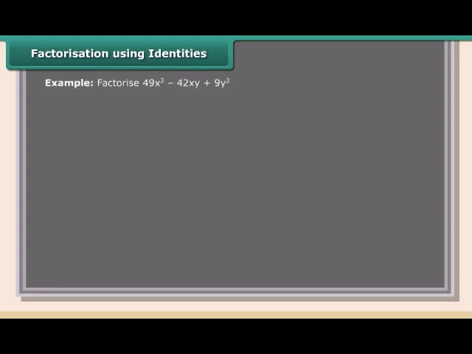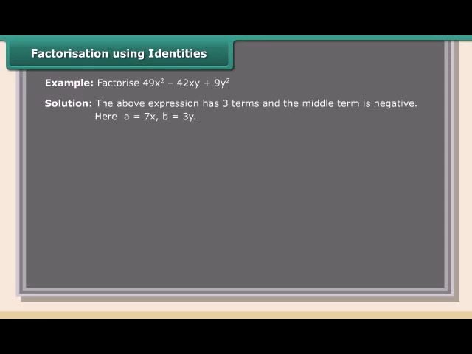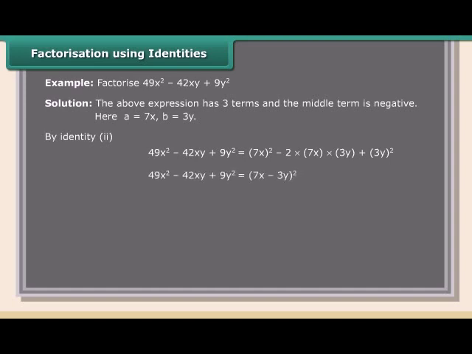Example: factorize 49x square minus 42xy plus 9y square. Solution: the above expression has three terms and the middle term is negative. Here, A is equal to 7x, B is equal to 3y. By identity 2, 49x square minus 42xy plus 9y square is equal to 7x whole square minus 2 into 7x into 3y plus 3y whole square. So 49x square minus 42xy plus 9y square is equal to 7x minus 3y whole square.